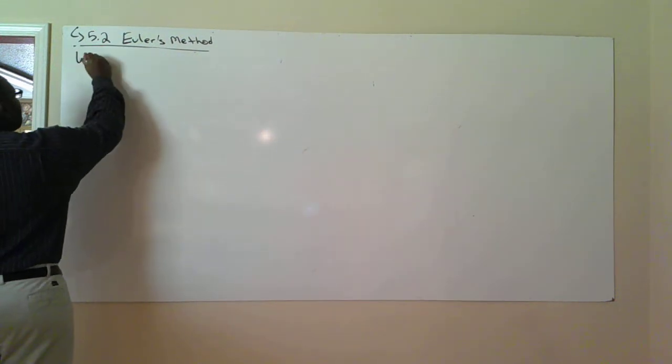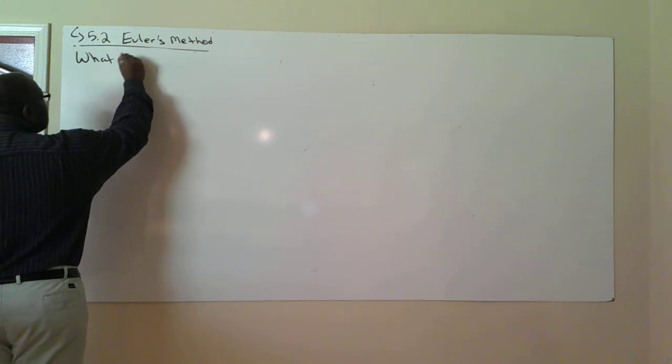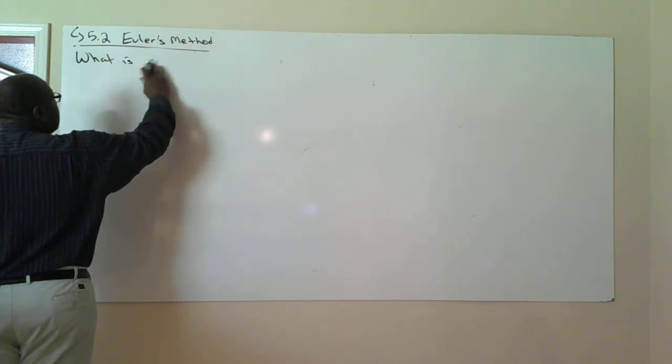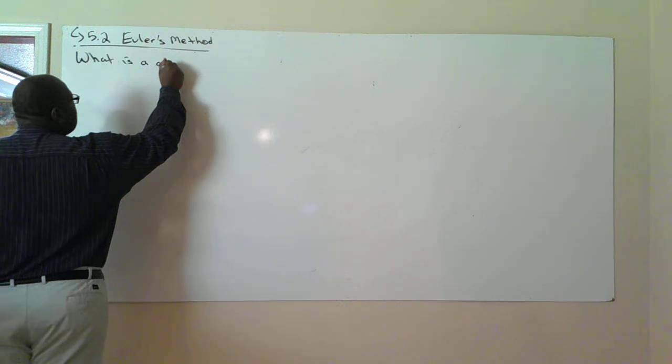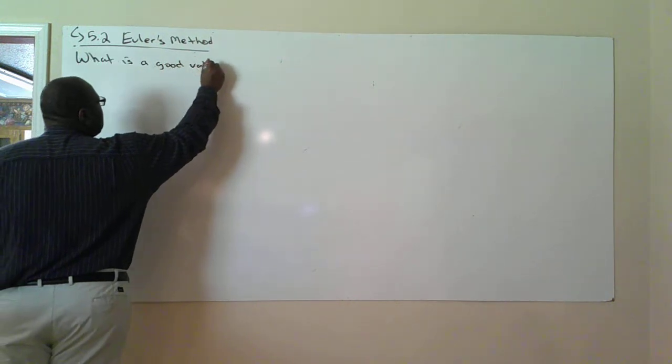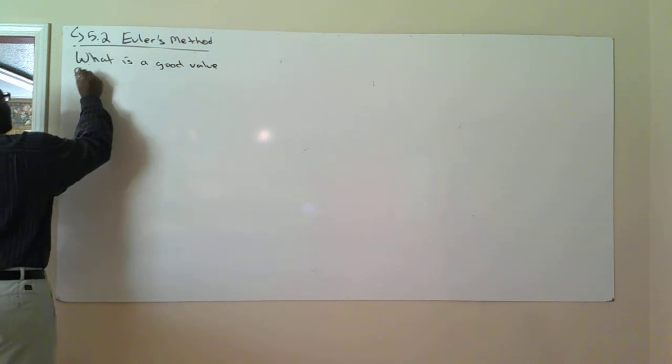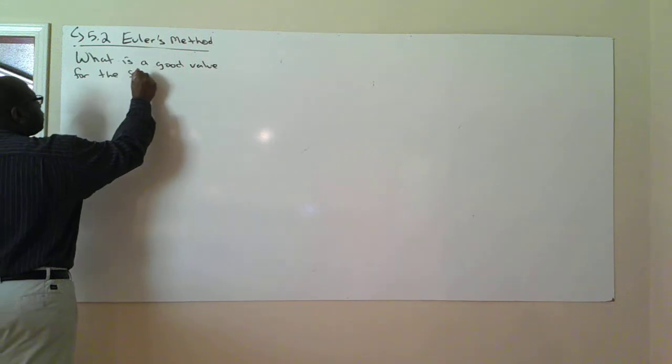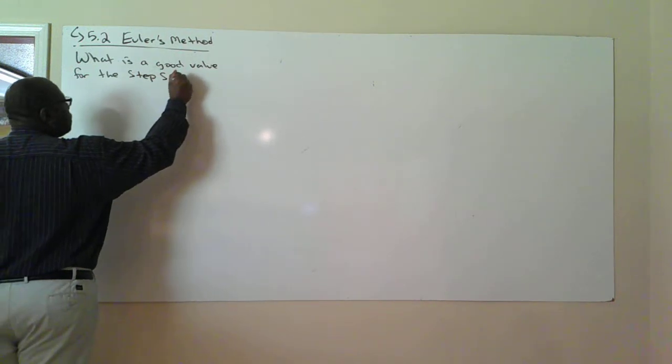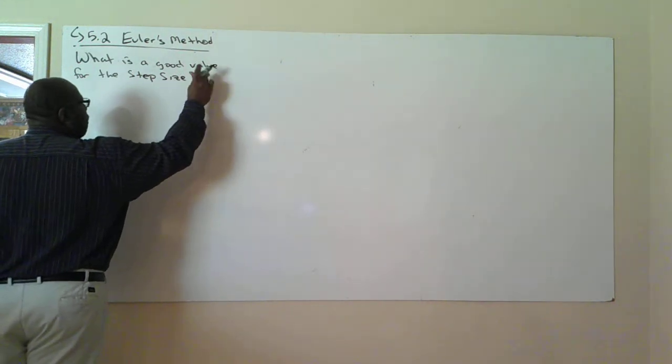So what is a good value for the step size h of Euler's method?